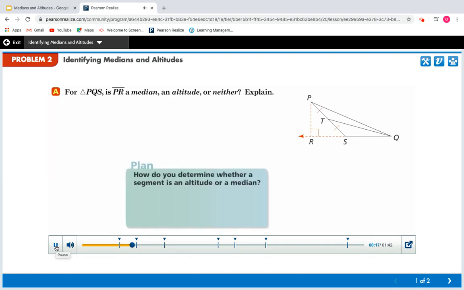How do you determine whether a segment is an altitude or a median? Look at whether the segment is perpendicular to the line containing a side, an altitude, and or bisects a side, a median.